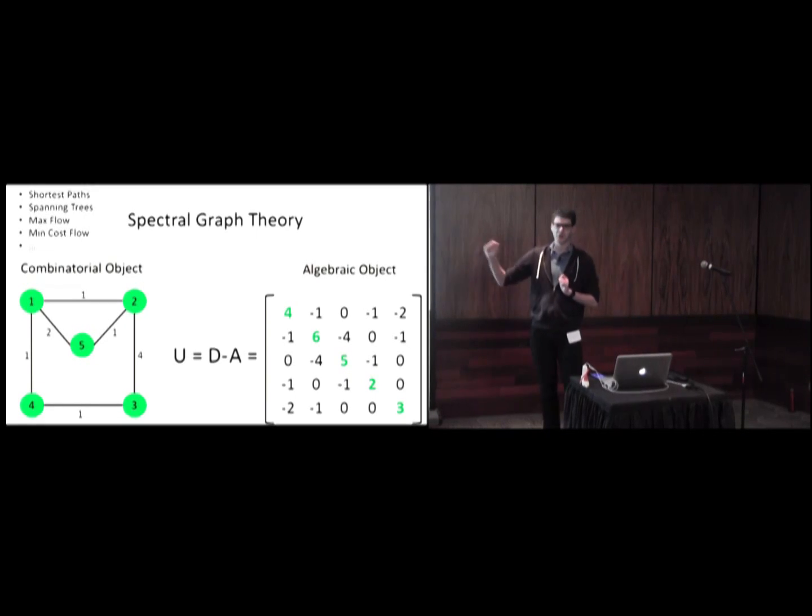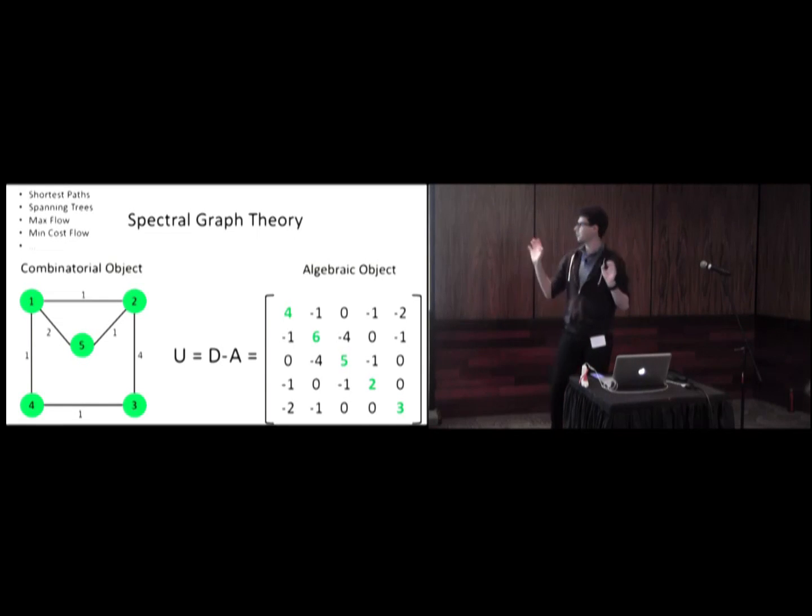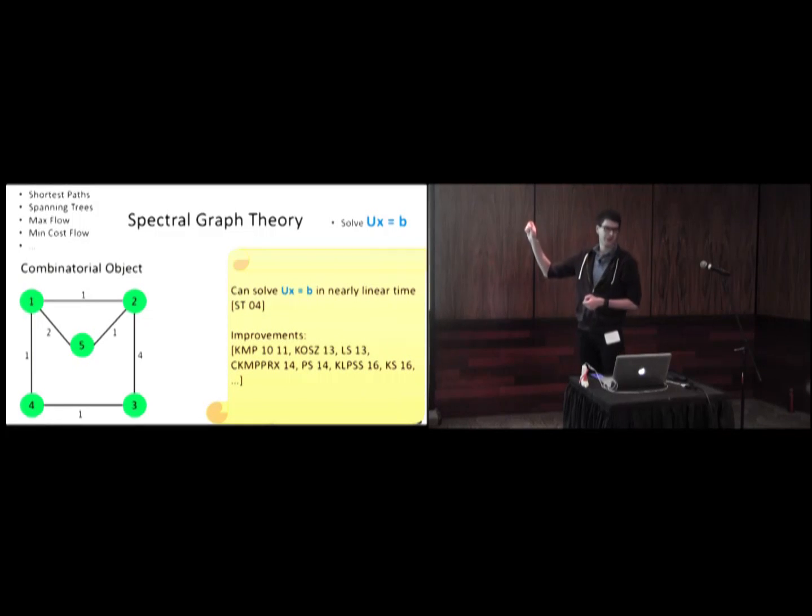As computer scientists, in the combinatorial world, we care about solving various problems like shortest paths, spanning trees, max flow, min cost flow, and so on. The fundamental problem associated to these Laplacian matrices is solving linear systems involving them. You'd say we use Gaussian elimination, fast matrix multiplication, and so on. But as Spielman and Teng showed in 2004, we can do this in near linear time.